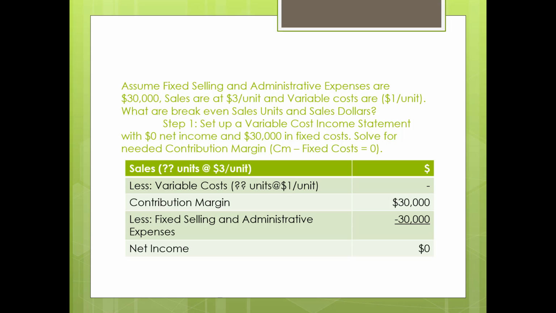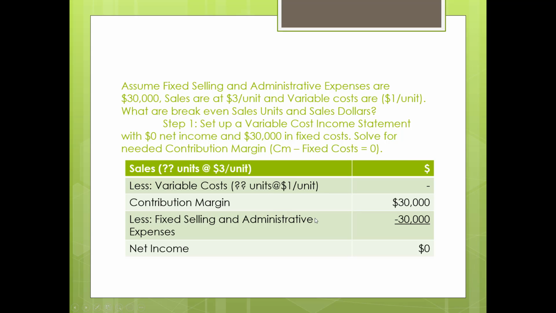So let's take an example. Assume fixed selling and administrative expenses are $30,000 and assume that sales are $3 per unit, and variable costs are $1 per unit. So we have a $3 per unit sales price, but we don't know how many units it takes to break even. We have a $1 per unit variable cost, but we don't know how many units it'll take to break even. And the number of units sold will be represented as the same number here as the number of units that we multiply for variable costs.